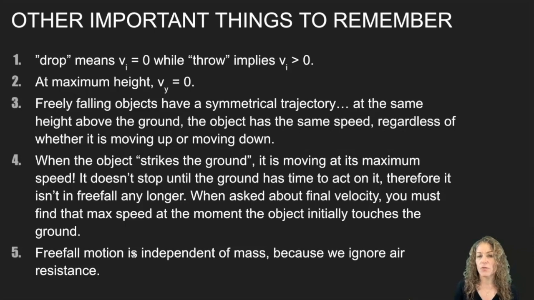A few other important things to remember about free fall. The word drop means initial velocity 0. Throw means your initial velocity is greater than 0. At maximum height, the instantaneous velocity is 0. It stops for a moment, like it's not moving up anymore, but it's not yet moving down. So at that one moment, velocity is 0.